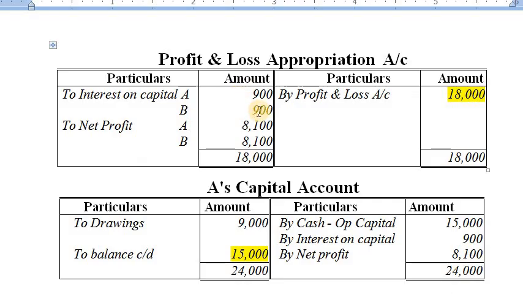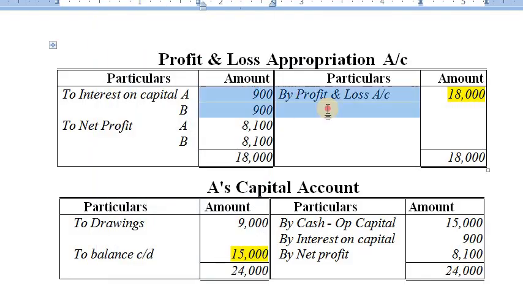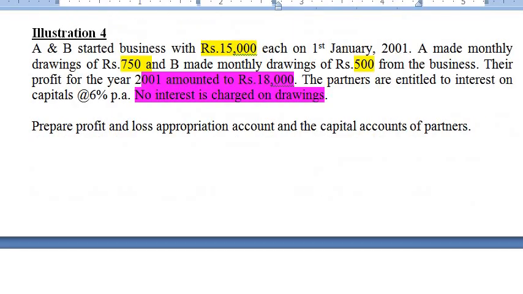Interest on capital. Interest on capital A and B, 15,000 each. So interest on capital is equal to 15,000 into 6%, I think, 15 into 6 by 100, 900 each. A will get 900, B will get 900, and then there should be... No, wait. There is no interest on drawings. No interest is charged on drawings.